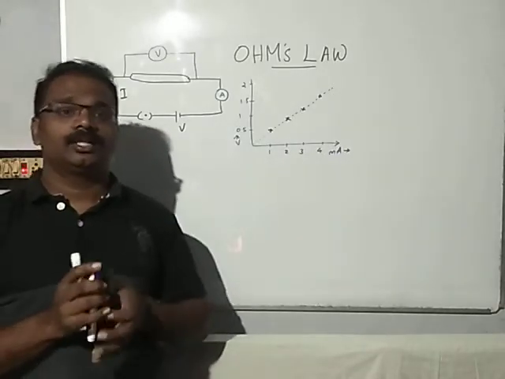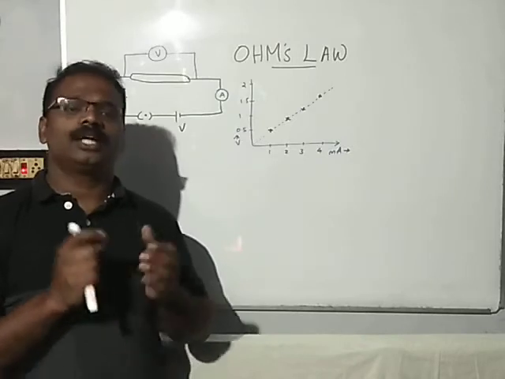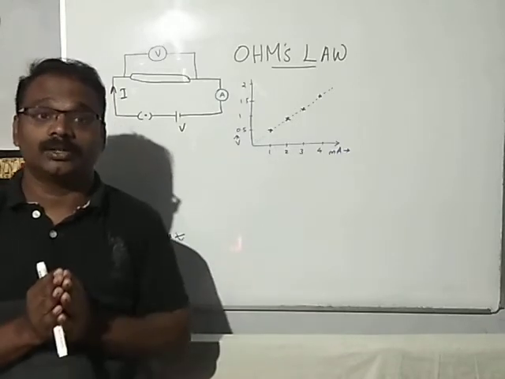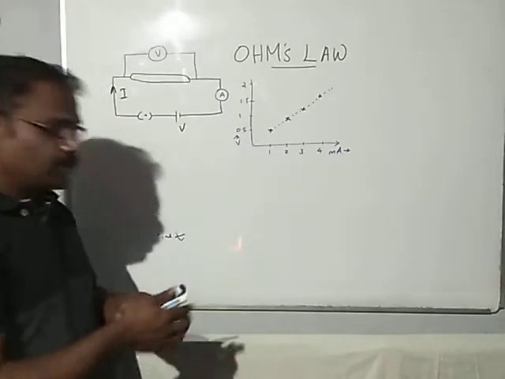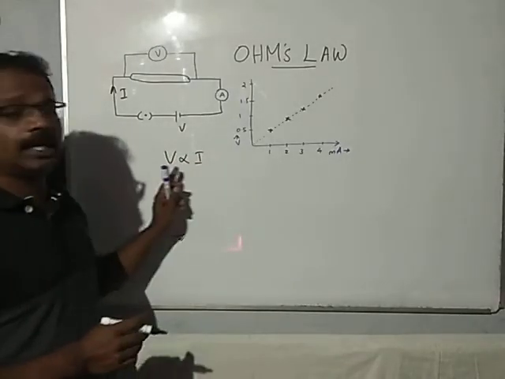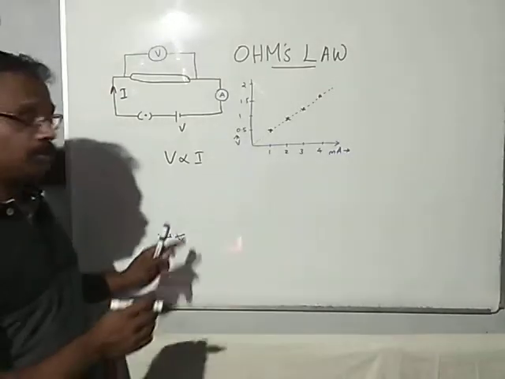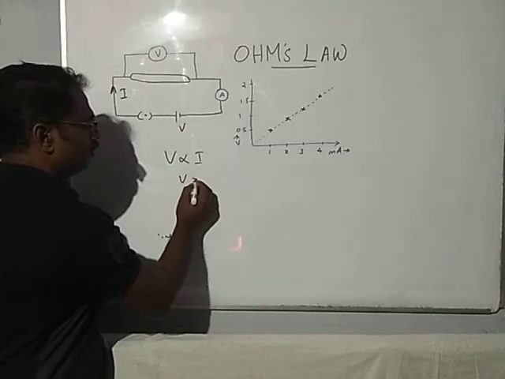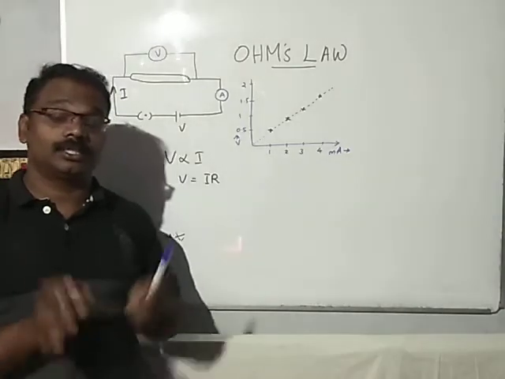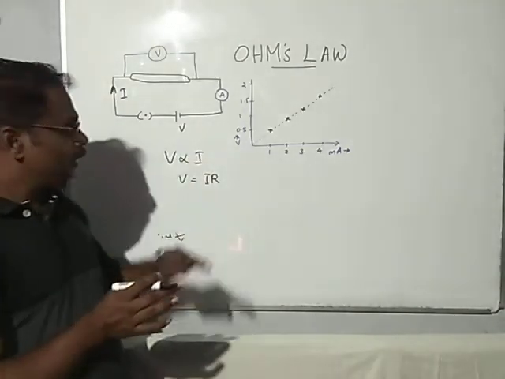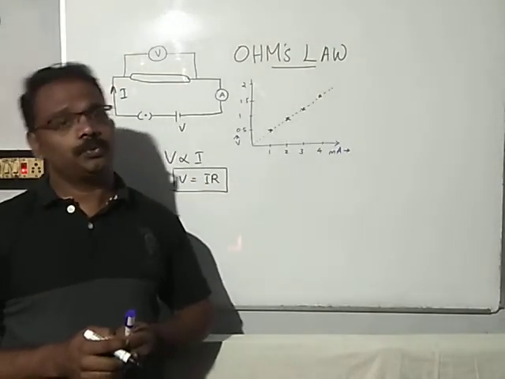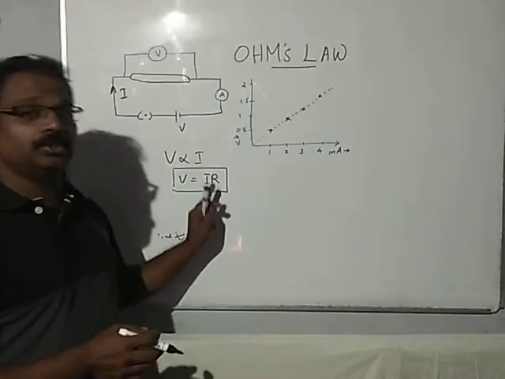Ohm's law states that the current flowing through a current carrying conductor is directly proportional to the potential difference between the ends of the conductor at a particular temperature. That is, V is proportional to I. Voltage is directly proportional to the current. By equating with a constant, we get V equal to I into R, where R is a constant known as the resistance of the conductor. This is the equation for Ohm's law, V equals I into R. Voltage is equal to current into resistance.